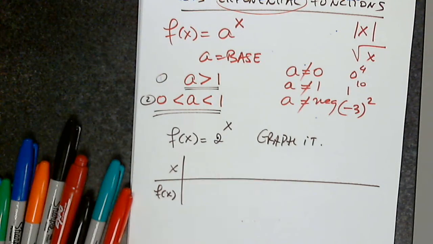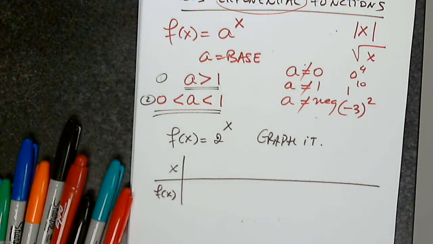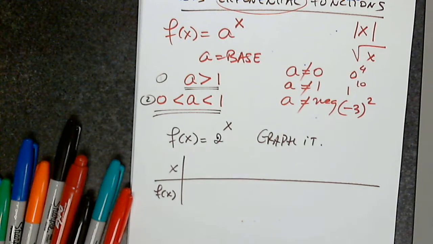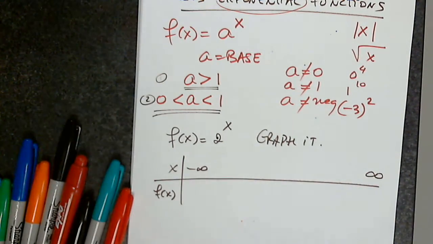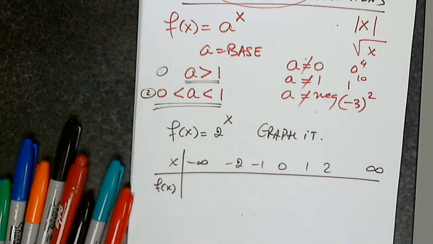So let's plug in a negative number. 2 to negative 2. Does it exist? It's 1 over 4, right? Yeah. Let's plug in 0. 2 raised to 0 is 1. Good. So let's plug in 5. 2 to the 5th. So it turns out that this is a nice, friendly function. The domain is all real numbers. So let's choose negative 2, negative 1, 0, 1, and 2, and let's plug them in and find the y values.